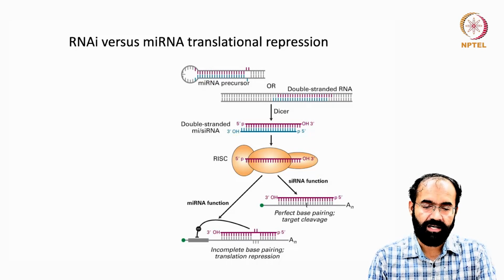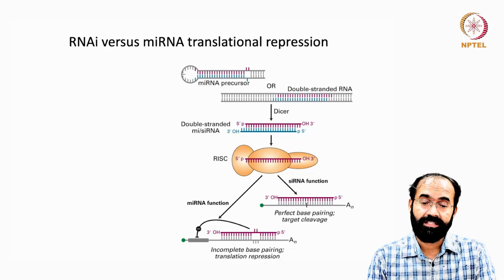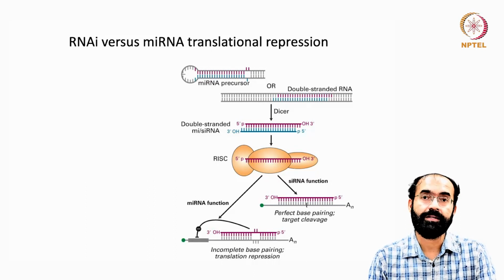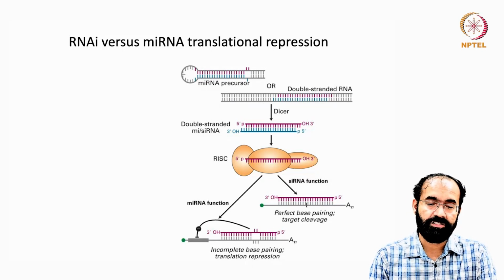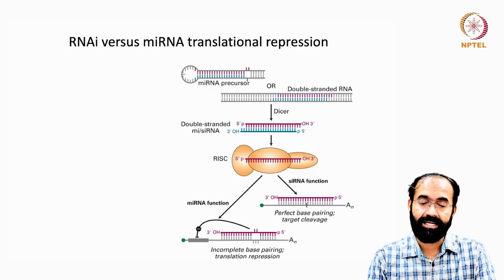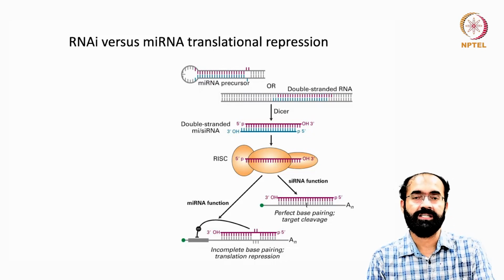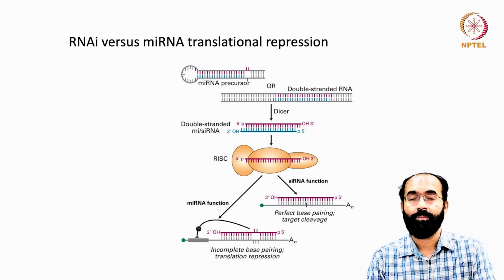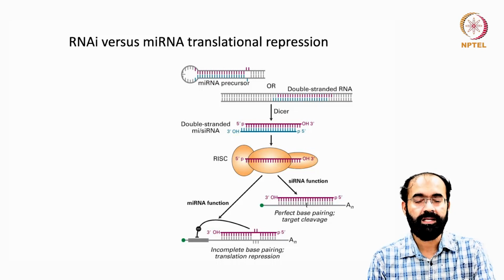Whereas microRNA causes incomplete base pairing and it will cause translation repression. So it will prevent the translatability because it is bound onto an mRNA in an incomplete binding. But this incomplete binding can cause a translation repression. So this mRNA is not degraded, but it is not allowed to produce the protein.